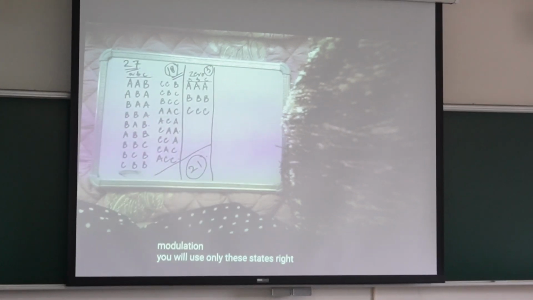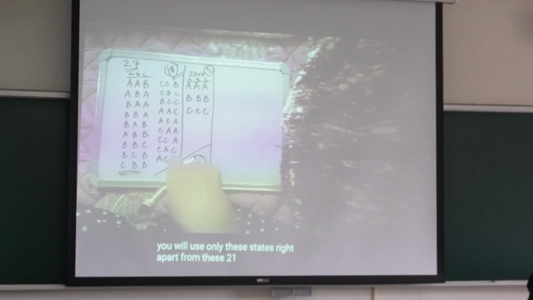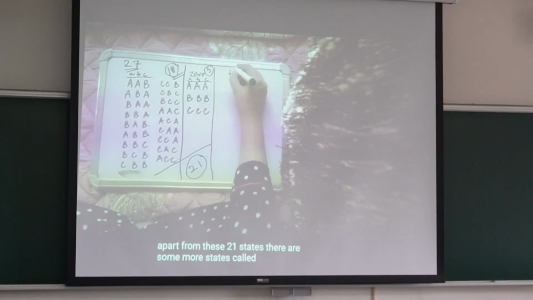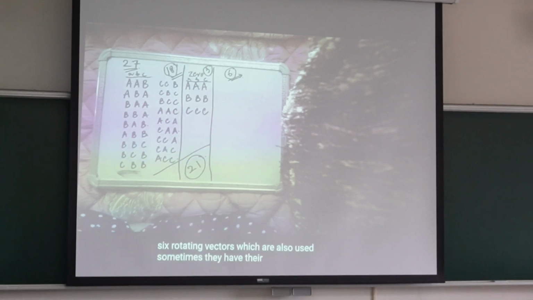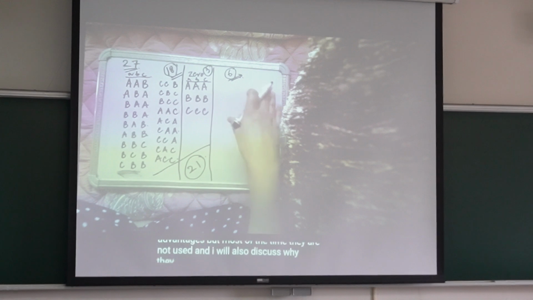Now we have 21 states. Apart from these 21 states, there are some more states called 6 rotating vectors, which are also used sometimes. They have their own set of advantages, but most of the time they are not used, and I will also discuss why they are not used.